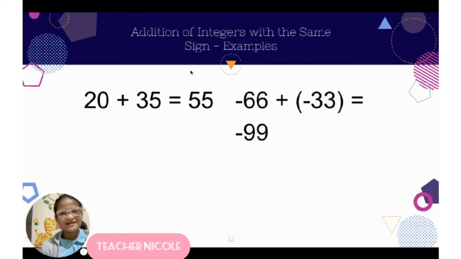These are examples of addition of integers with the same sign. 20 plus 35 equals 55. As both addends are positive, then the total would be positive as well, according to our rule. Negative 66 plus negative 33 equals negative 99. As they are both negative, then our total will be negative as well.